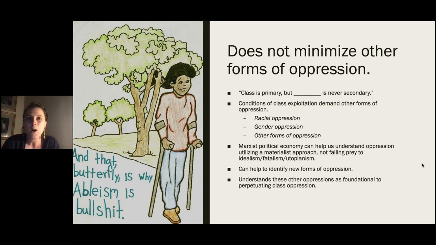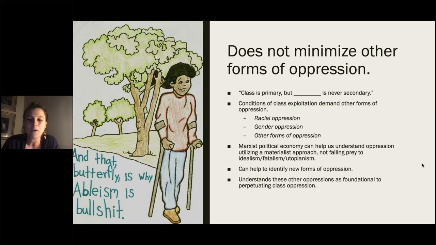I know that the terminology of racial capitalism is a really good term, I think, because it underscores how, yes, we do live in a thing called capitalism, but that thing called capitalism necessitates other forms of exploitation in order to sustain itself, in order to sustain its primacy. I think that what's great about Marxist political economy is that it can help us to understand that oppression, it has a materialist foundation, right?